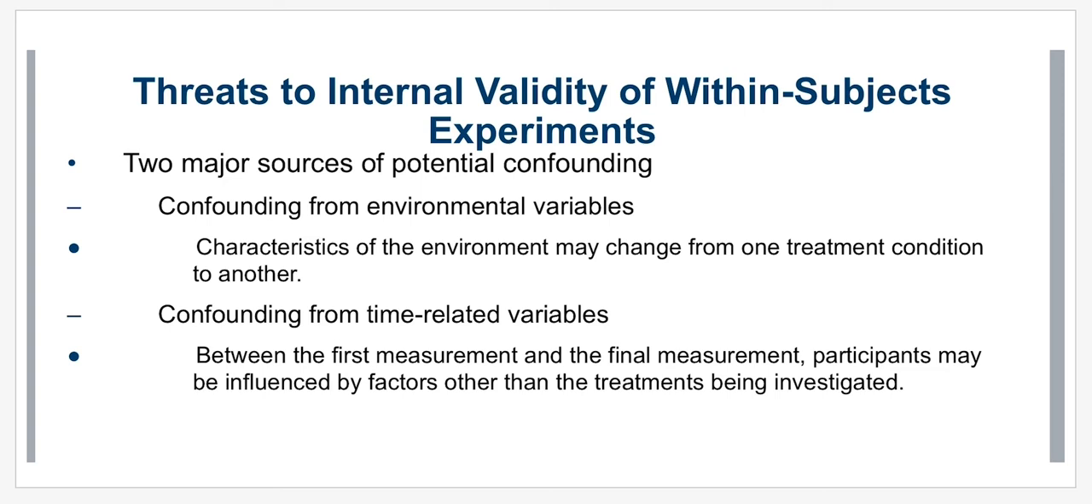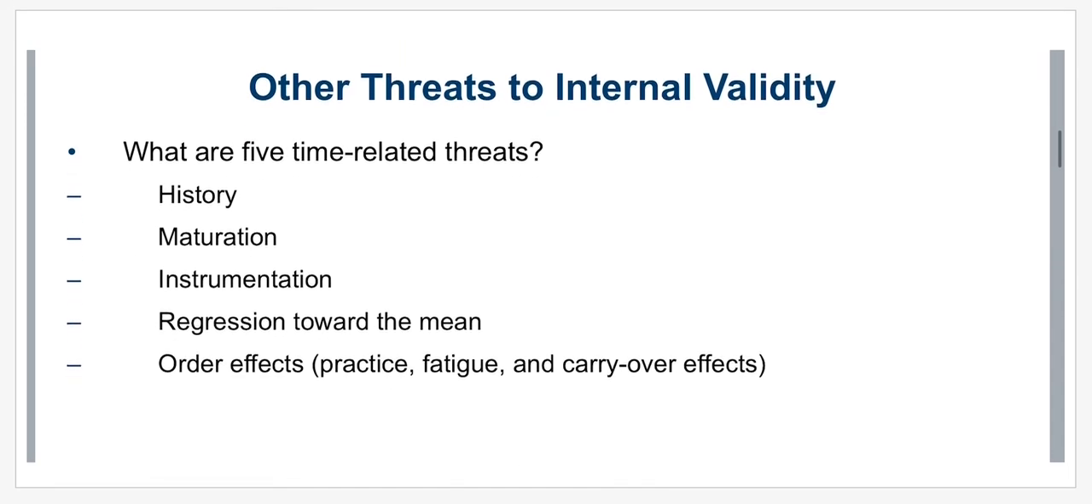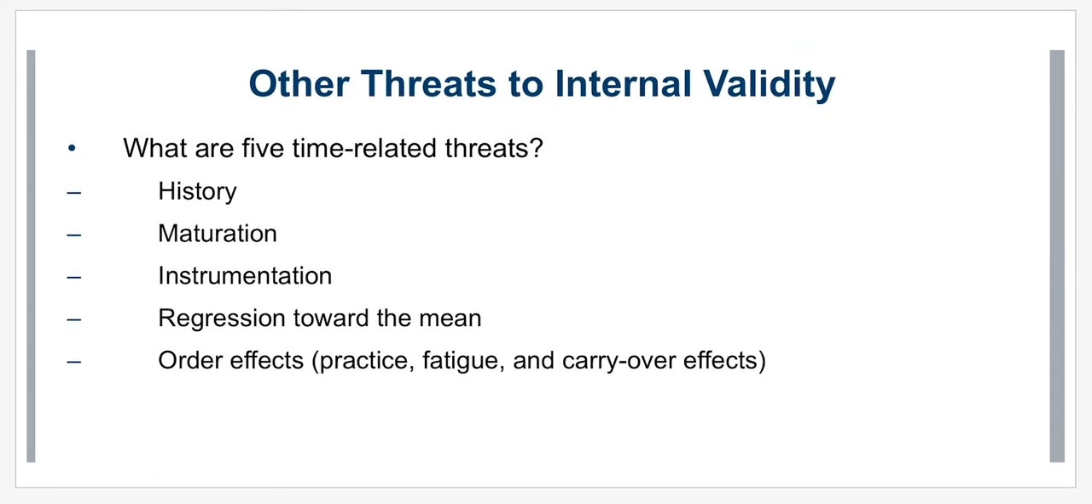Time-related variables are things that change between the first and the final measurement that were influenced by factors other than the treatment. Okay, so that's harder to define because there's so many different ones. There's 5 different ones here that we're going to talk about. So these time-related threats are things that change between the first and the second measurement when there's time between the first and the second measurement, right? So the first example, or the first type, is the history effect.